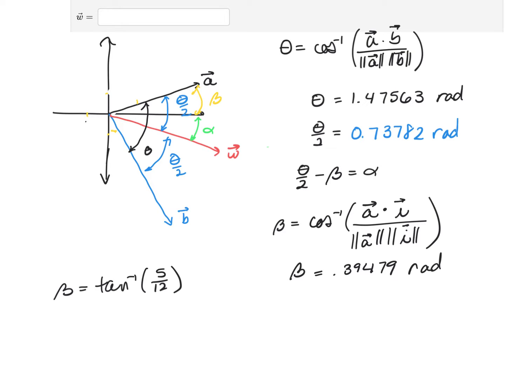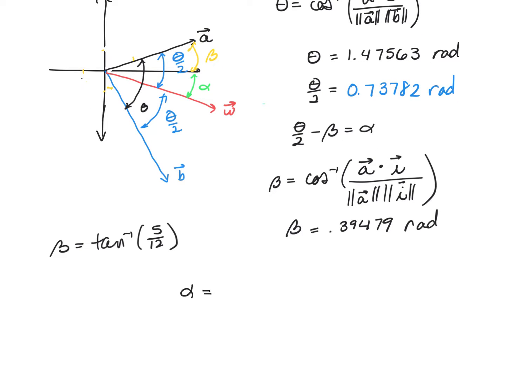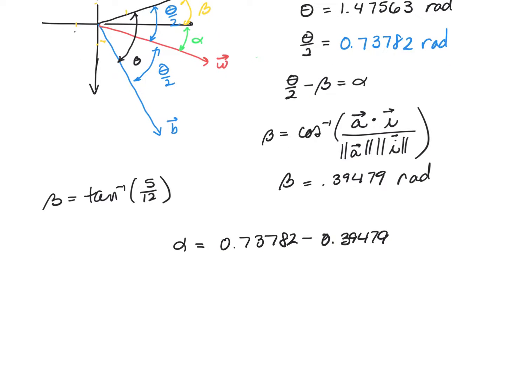Again, this is just an intermediate step. This is not what I want. What I want is alpha. But I know that alpha is going to be equal to the 0.73782, subtracting off the 0.39479. Now, I want this to be negative. This answer will be positive, so I could have just subtracted the 0.73782 from the 0.39479. It doesn't matter. I just know that when I get done, I need alpha to be negative, so I'll do a negative alpha this way so that we can get alpha, because I need it to be negative.